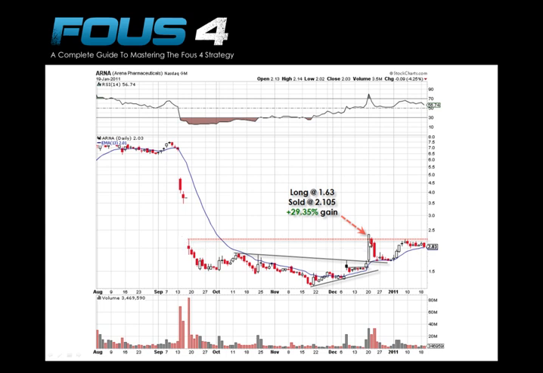So I took advantage of this short-term huge day move. As I always say, on huge days like this, you want to take advantage of some, if not all, of your profits. So I locked in nearly a 30% gain on this trade in just one session.